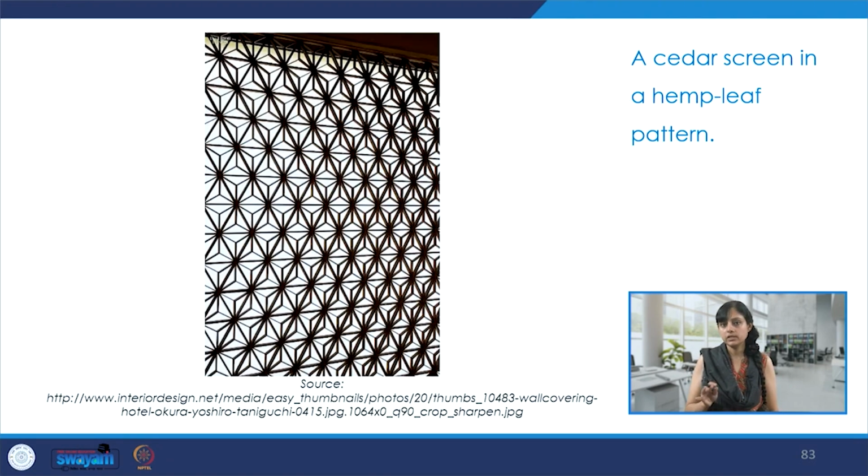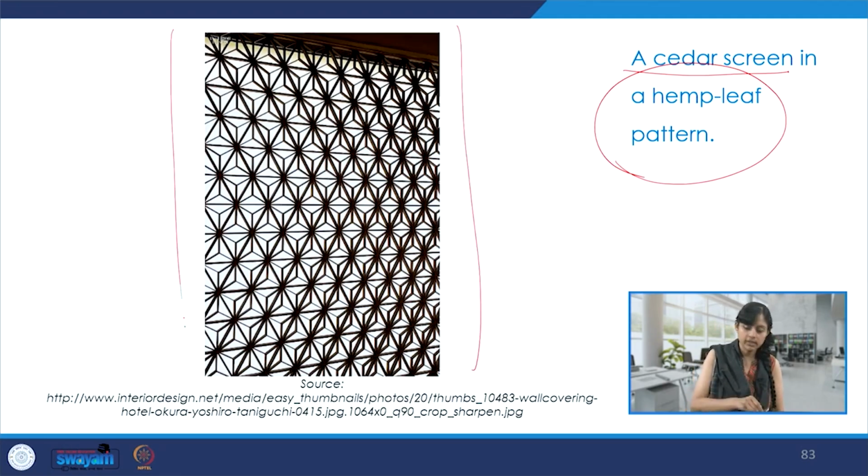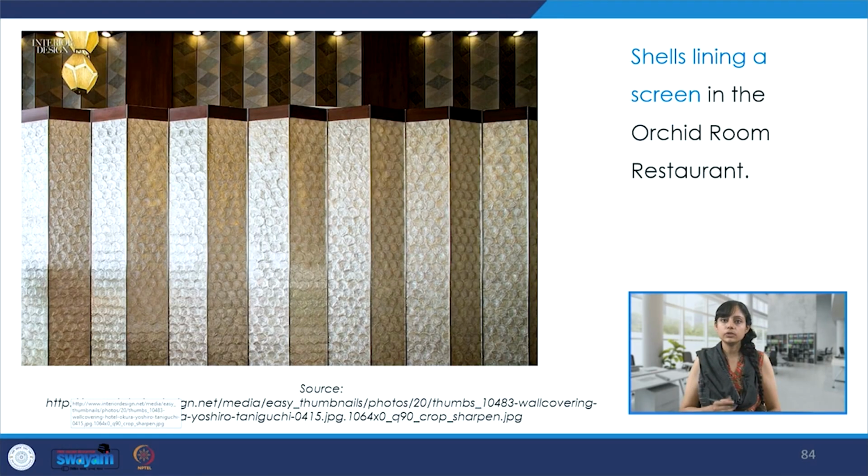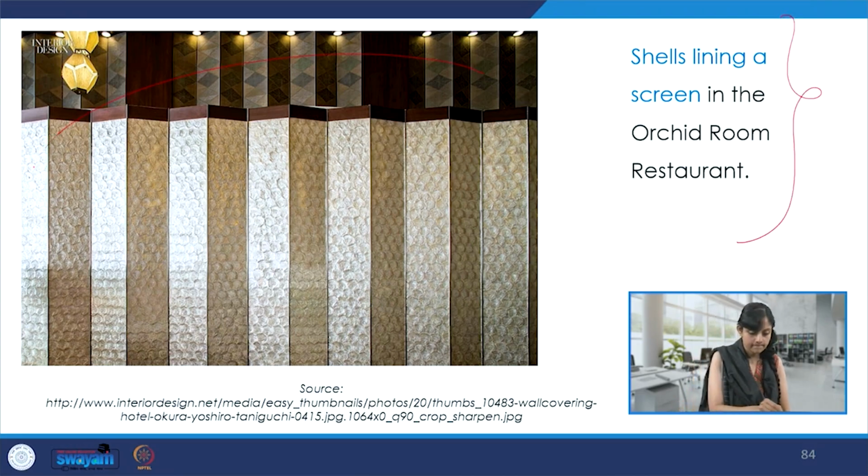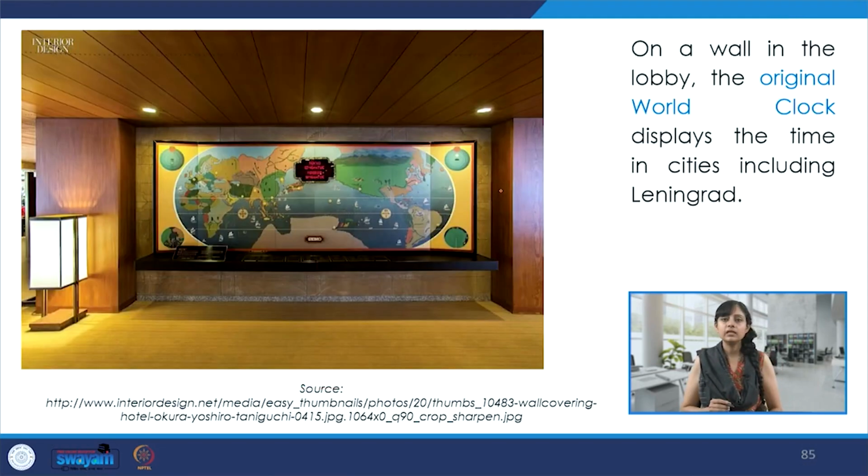This is a screen, which is a cedar screen, and it is designed to give an appearance of a hemp leaf pattern, and this also looks quite aesthetic over here. Then there is also a use of shells, and the shells lining a screen in this Orchid Room restaurant also look very, very fantastic. These shells over here. We also see a wall in the lobby where there is this world clock, and it has been interestingly put in place over here.